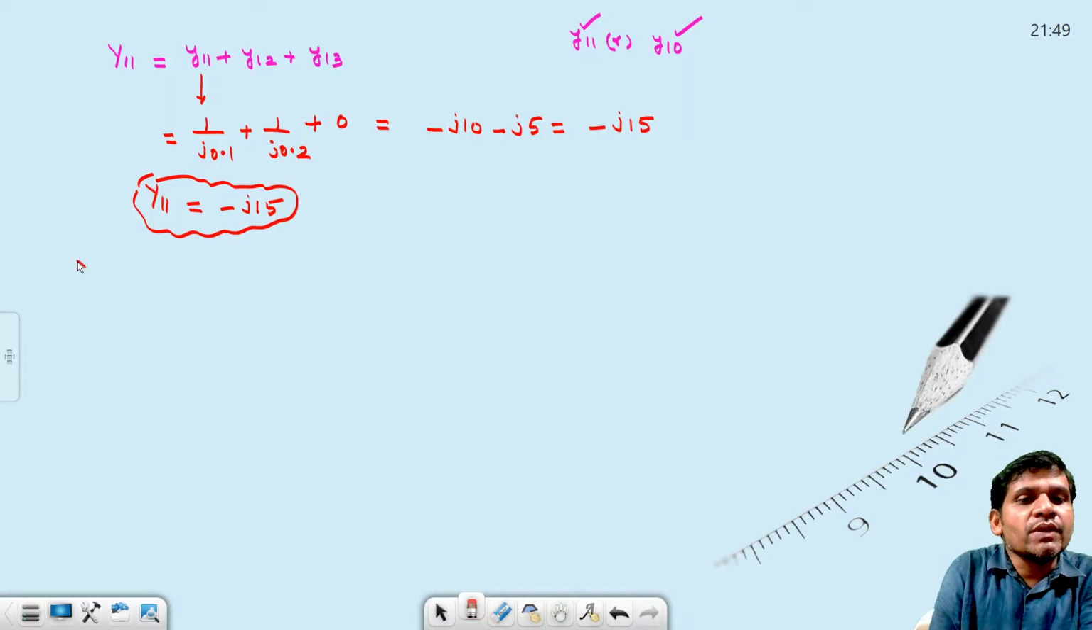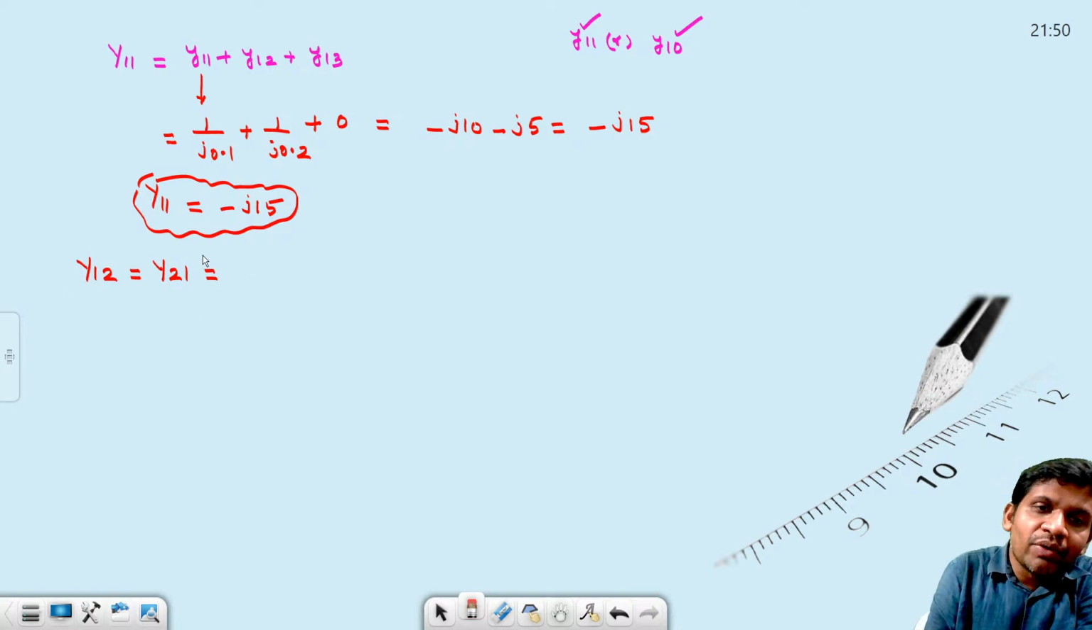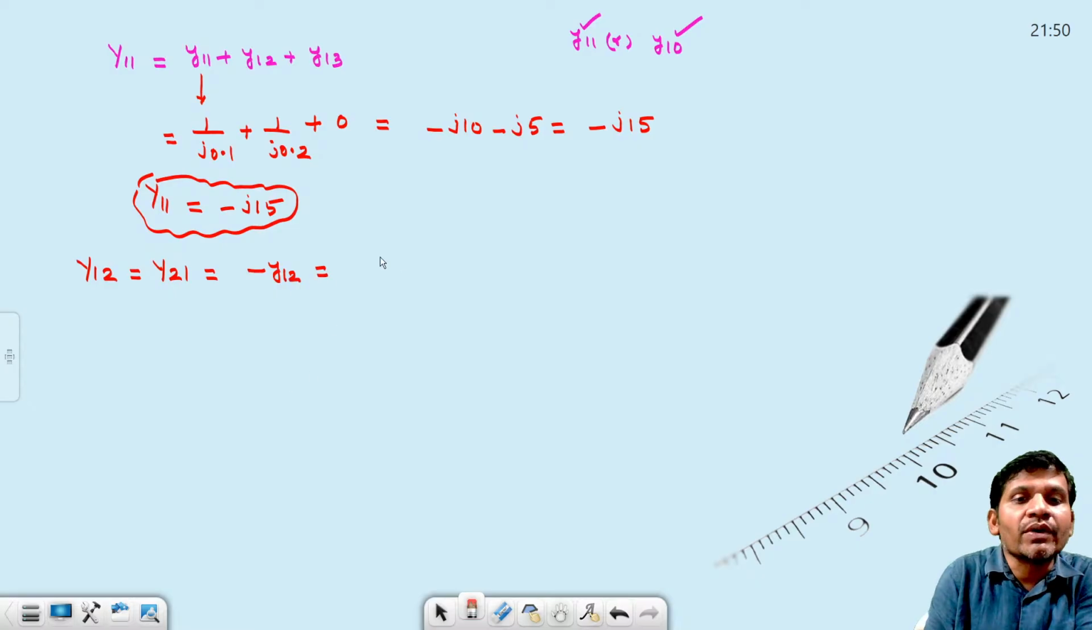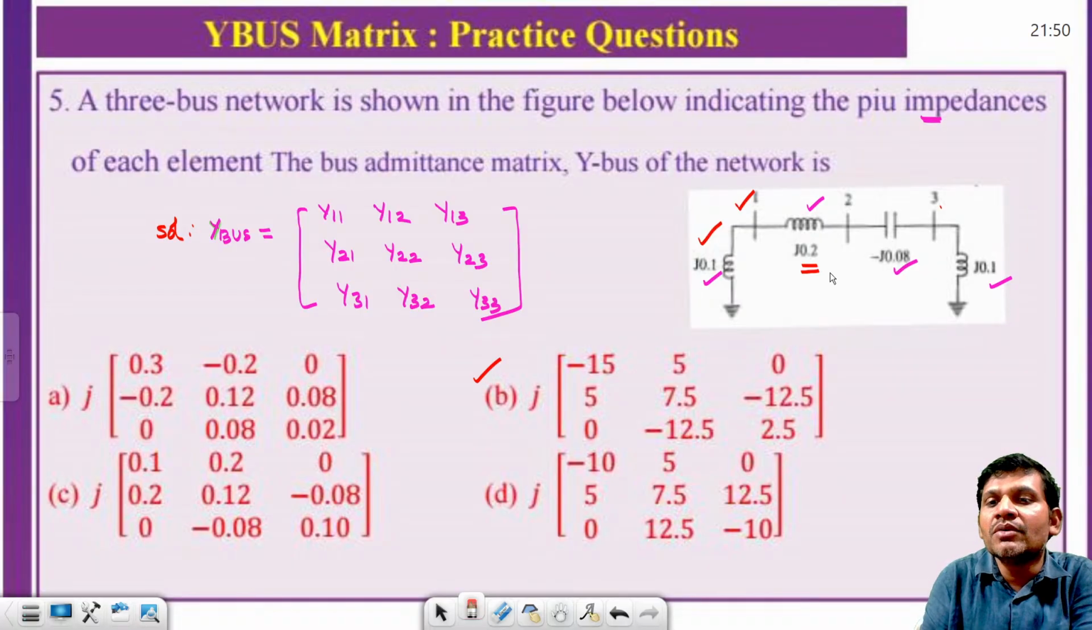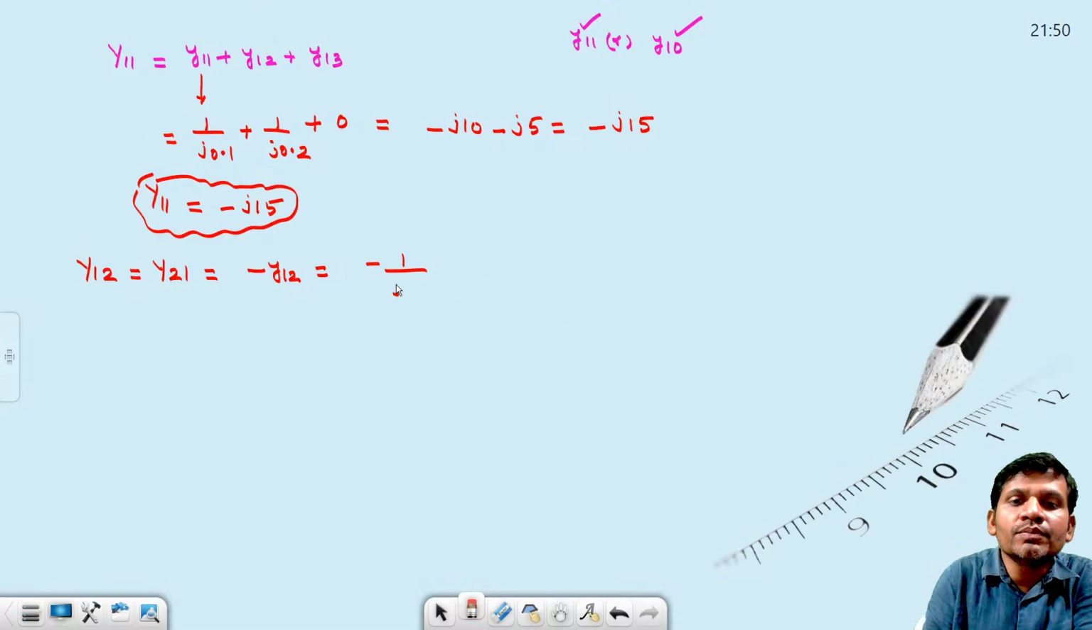Okay, y11 is done. What is y12? y12 equal to y21, students. y12 equal to y21. This is capital Y12, that is y21. This is equal to minus y1, minus y1, 1/y12 admittance. But what is given to us here? Impedance, so 1 by J0.2. This is how much we can get. Then yes students, multiply by J, divide by J, then minus J, minus times minus becomes plus. This is 10/2, that is J5 comes.